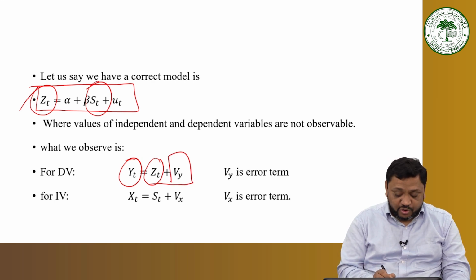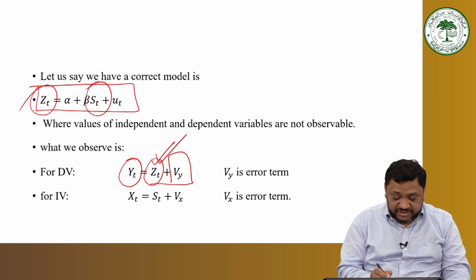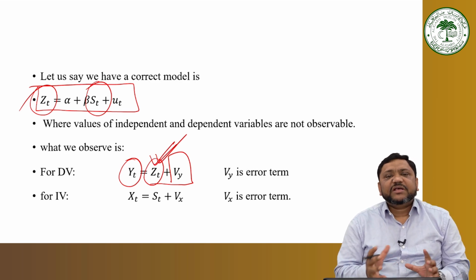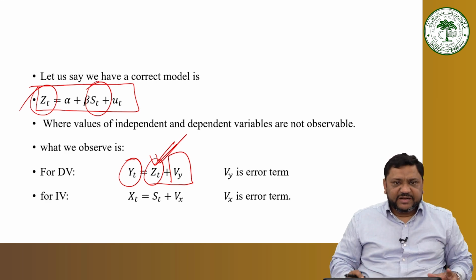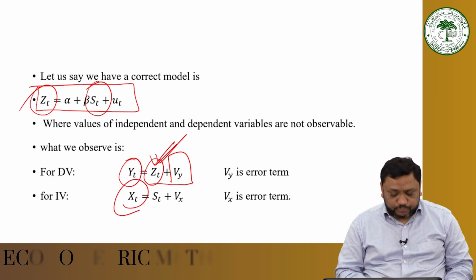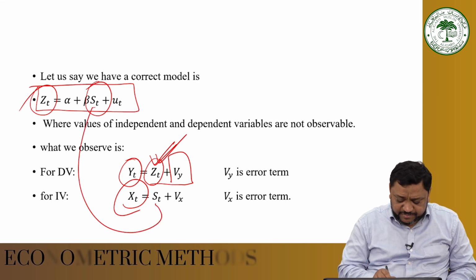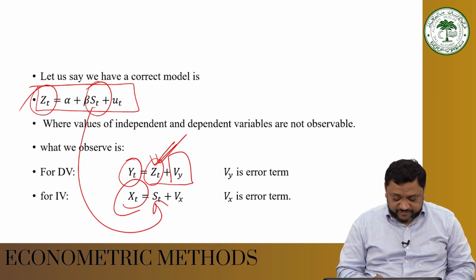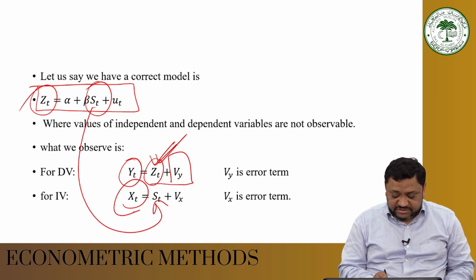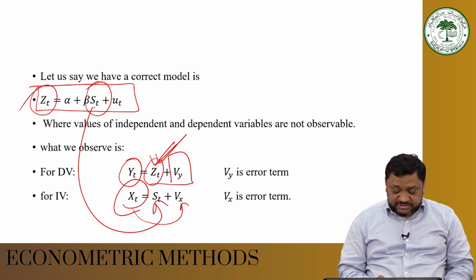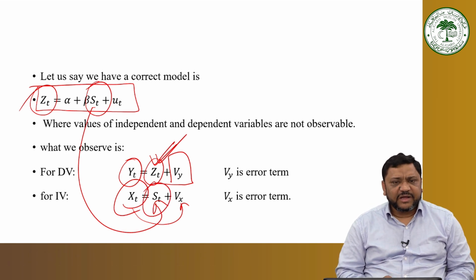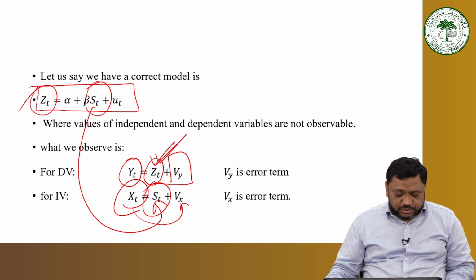We do not have the exact variable Zt, but we have Yt, which contains Zt along with some error. Similarly, for St we do not have the exact data, but we have the data for Xt. And this Xt again consists of St plus the error, that is Vx.